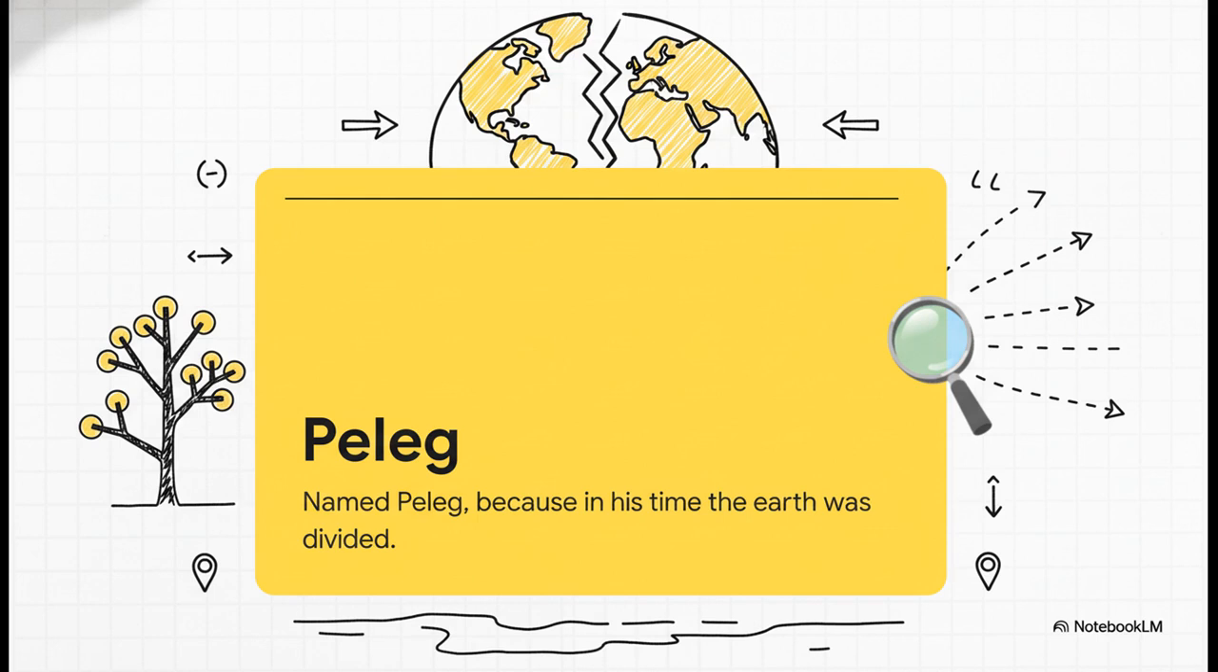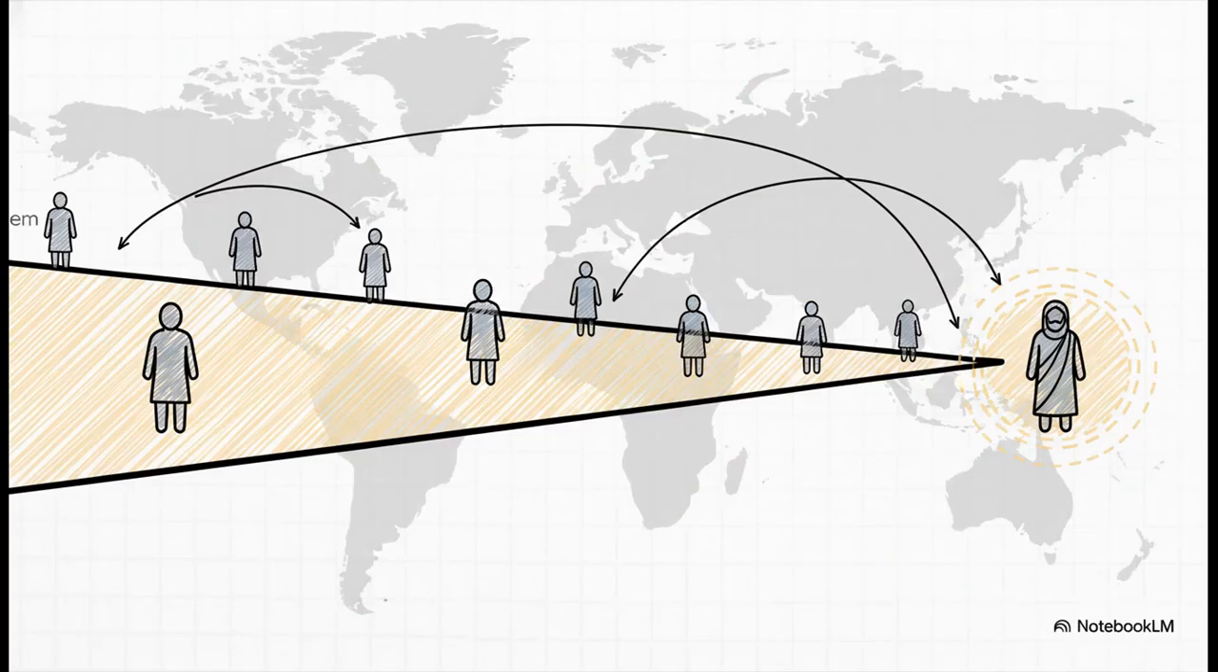A man named Peleg is born, and the text straight up tells us why he got that name, because in his time, the earth was divided. Now, whether that's a political division or something even bigger, we don't know for sure, but it's a major historical event just embedded right there in a single name. So cool.